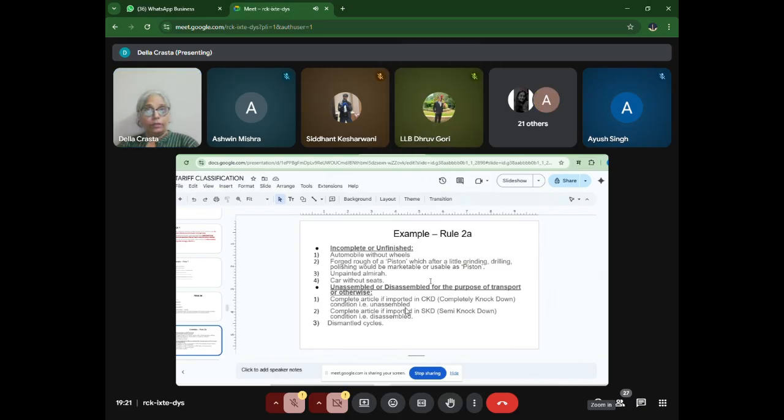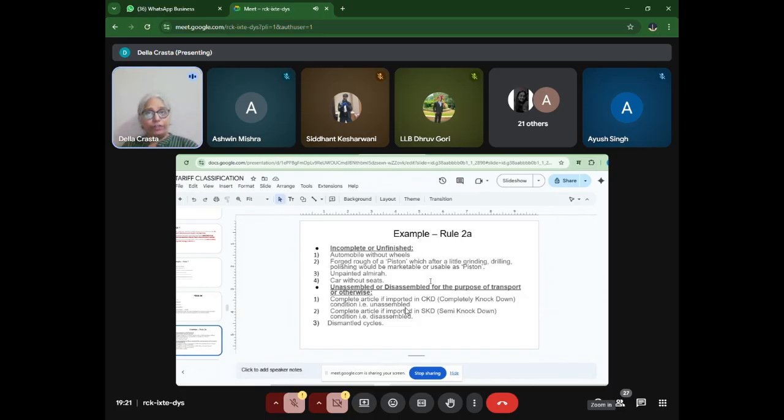Yes. That means you don't identify that as a main article. That is a car. If you don't see the wheels, it doesn't serve its purpose. No, it doesn't matter. See, ultimately you see what else is there. The rest of all the parts are there. They are all built up. They are all assembled. Only the wheels are missing.